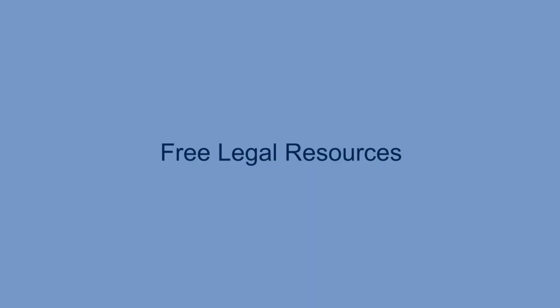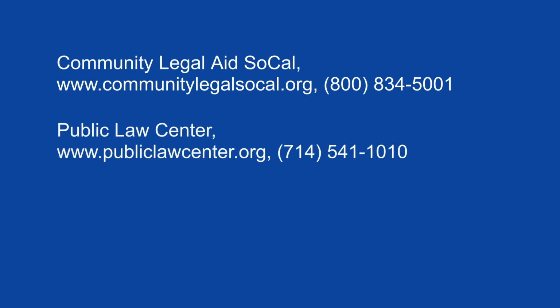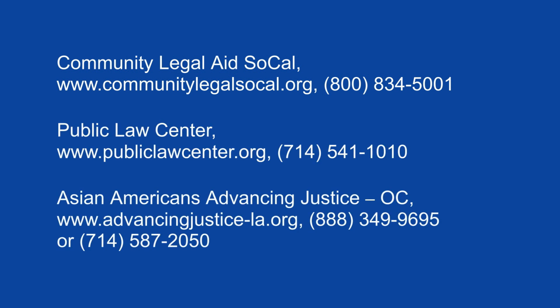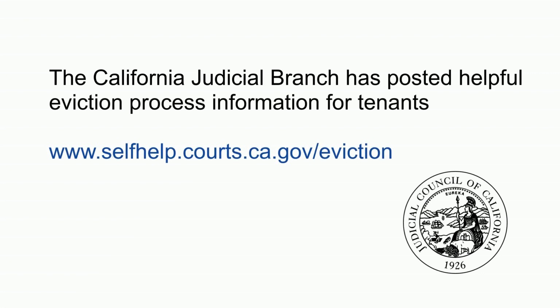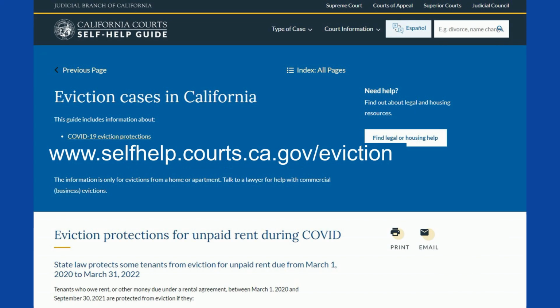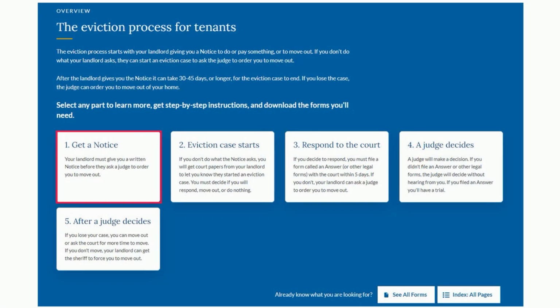Free legal resources. If you need assistance with your case or need help with your forms, the following groups may have services that can assist you: Community Legal Aid SoCal, Public Law Center, Asian Americans Advancing Justice OC. Additional resources. The California Judicial Branch has posted helpful eviction process information for tenants. Go to this website. At the bottom of the page, select the Eviction Process for Tenants for information about the eviction process step by step.